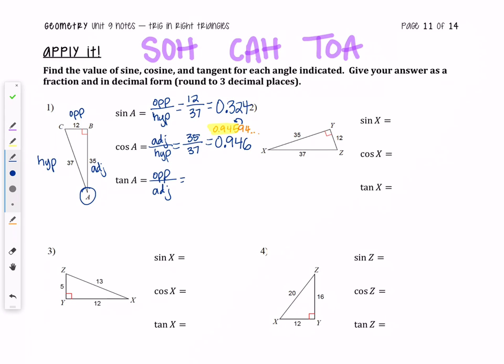My last one, tangent, is opposite over adjacent. And so opposite here is 12. Adjacent is 35. So 12 over 35. And that gives me 0.343, okay? Once again, it was 0.34285, and so on. But that 8 causes the 2 to round up, so it's 0.343, okay? So those are our correct answers on number 1.